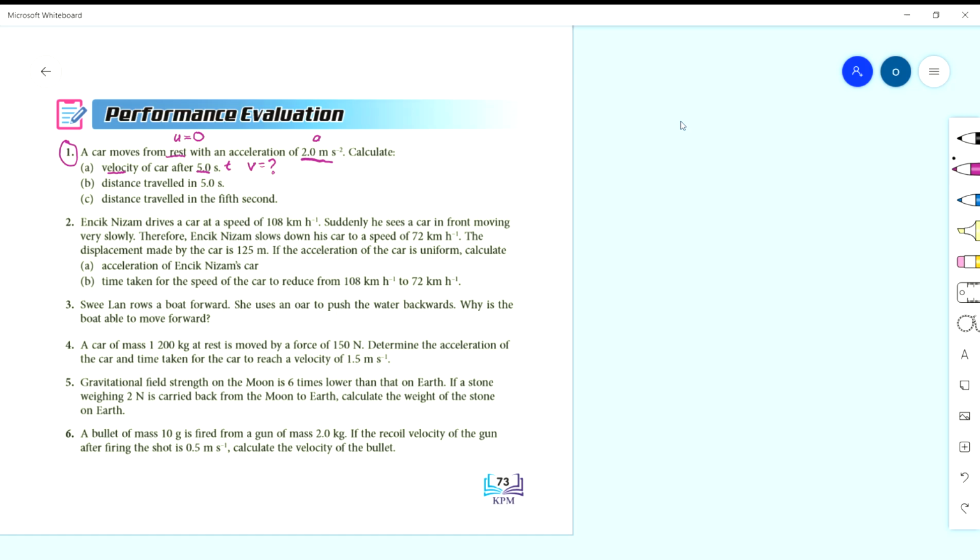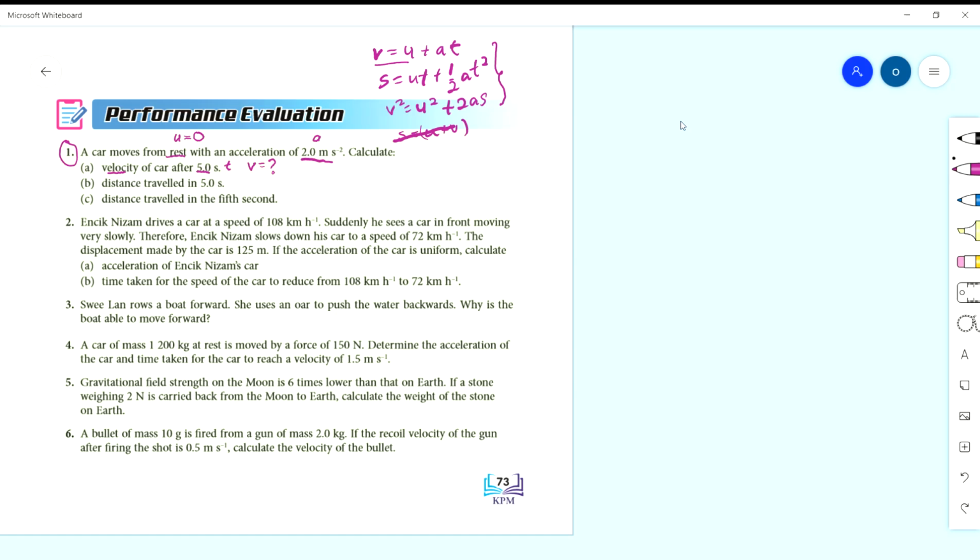So you can decide which equation you want to use. Just list down the 4 equations: V equals U plus AT, then we have S equals UT plus half AT square, then V square equals U square plus 2AS, and another one, S equals half U plus V, times T. Usually the last one we seldom use, kita jarang guna lah, kita akan gunakan 3 ni lah. No problem with that. So when you list down, you have the U, the A and the T, so you're going to calculate the V. You can use this equation for question A.